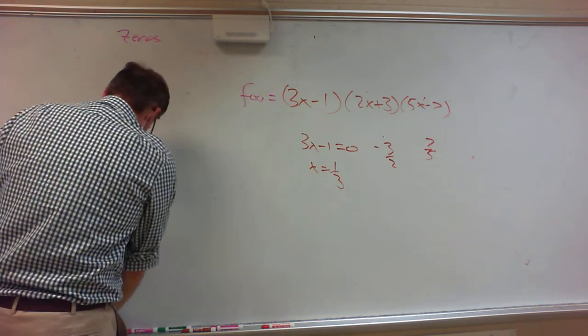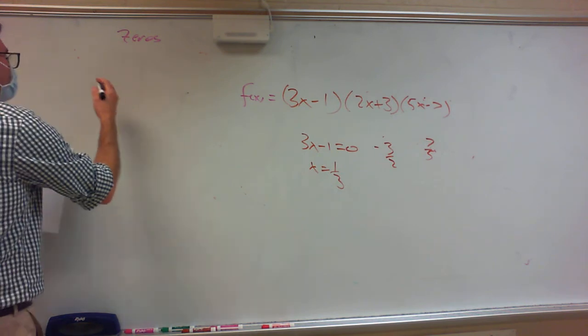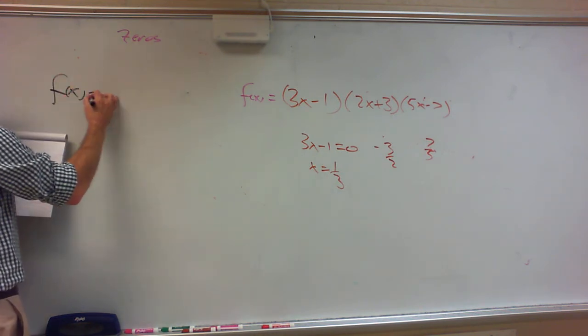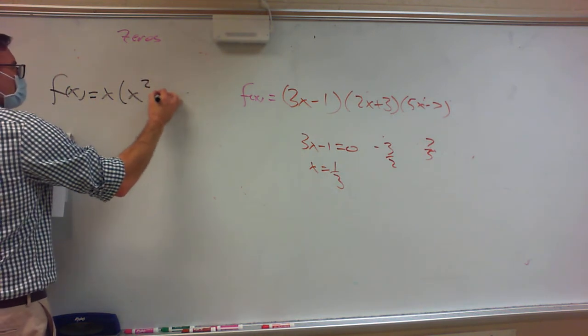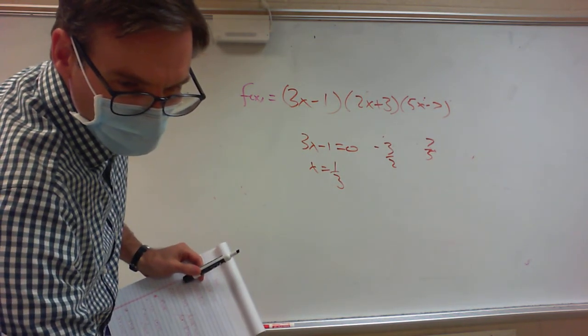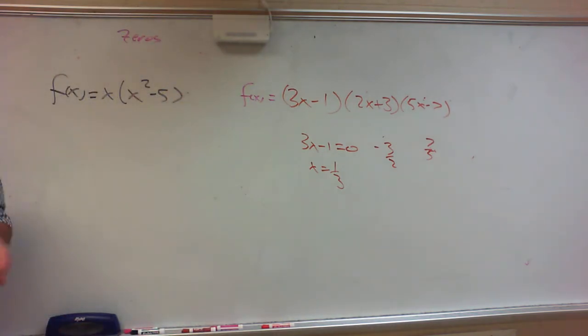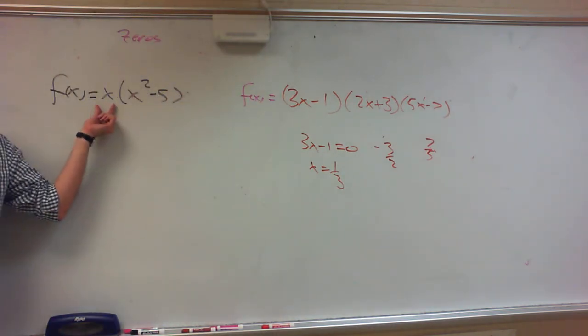Well, what if I gave you f of x is equal to x times (x squared minus 5)? I want everybody to write that down. Okay. So we go through this and we think, well, what makes this 0?